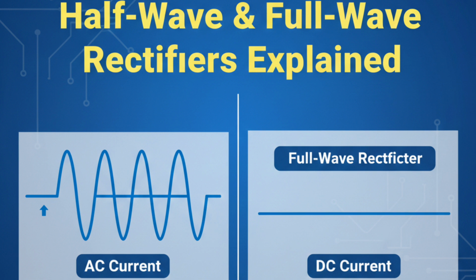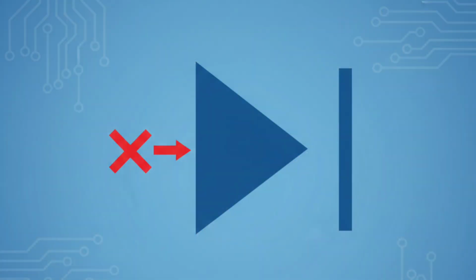The most important part of a rectifier is the diode. A diode is like a one-way gate. It allows current to flow in only one direction and blocks the opposite direction. That is why it is perfect for making rectifiers.